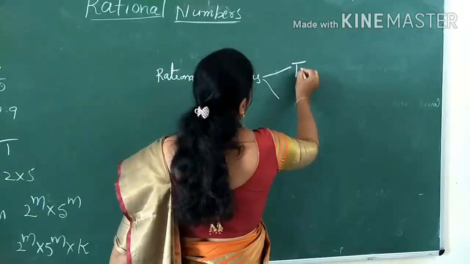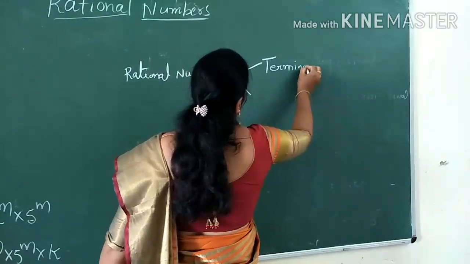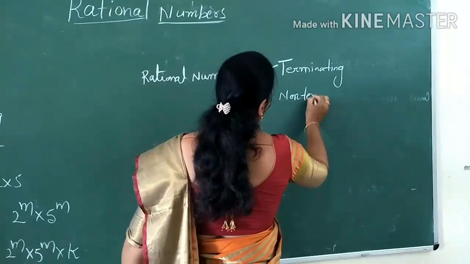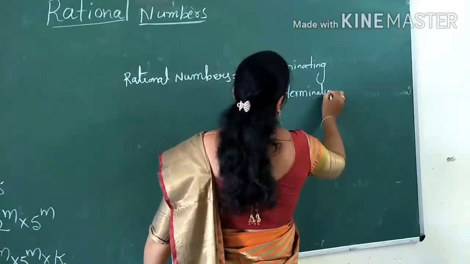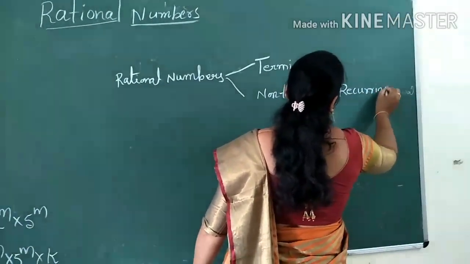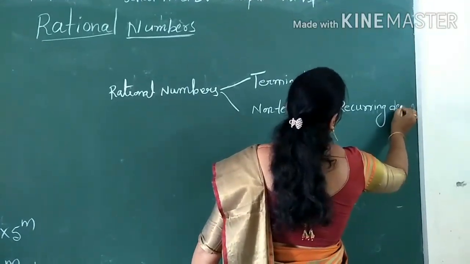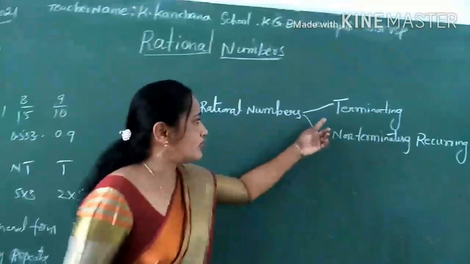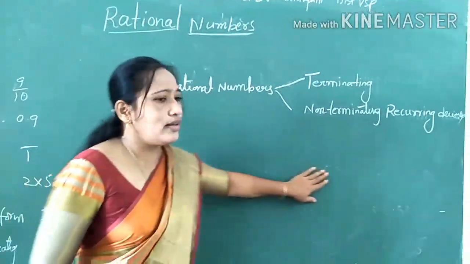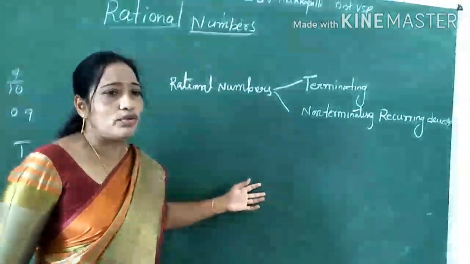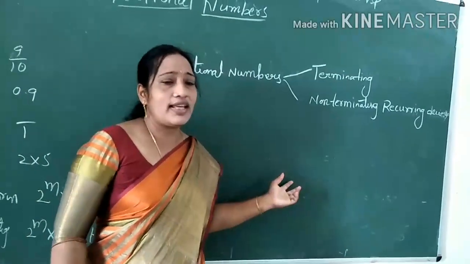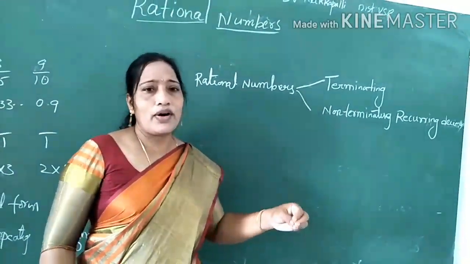What is terminating, and one more, non-terminating recurring decimal. Terminating means we can easily convert the fraction into a decimal. First, divide the numerator by the denominator; we get the remainder 0, and the decimal part ends.